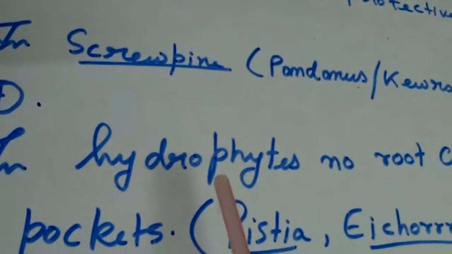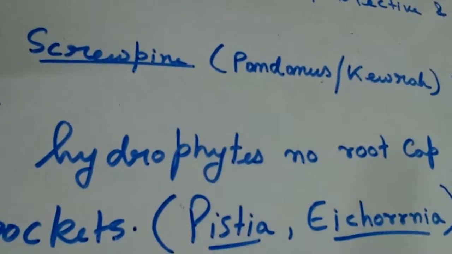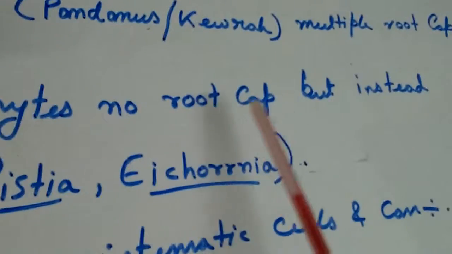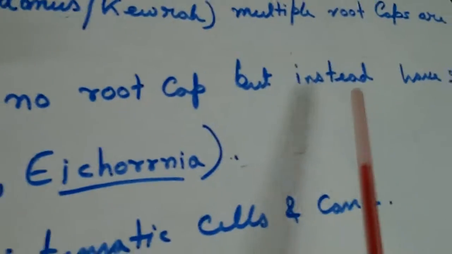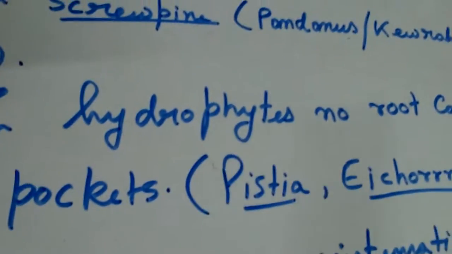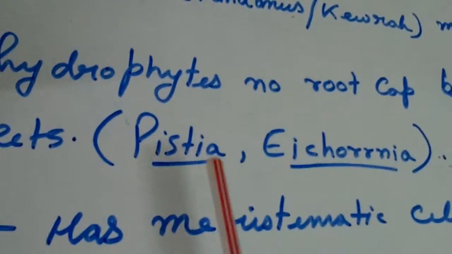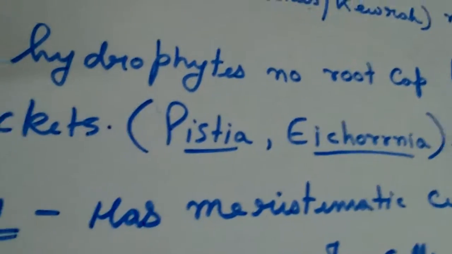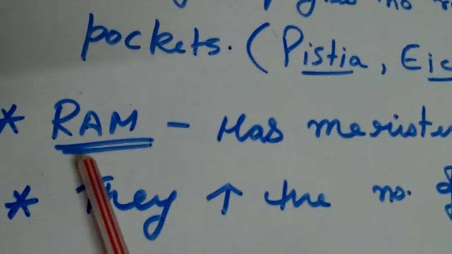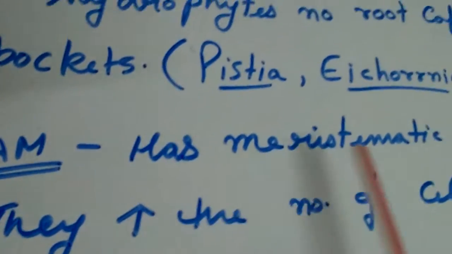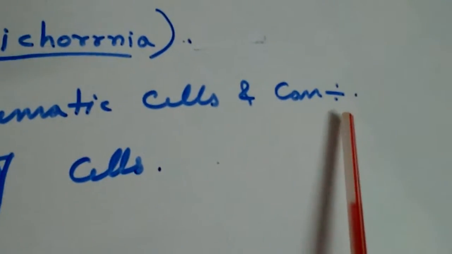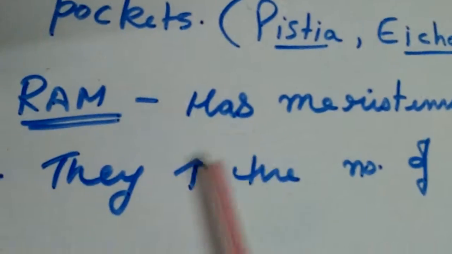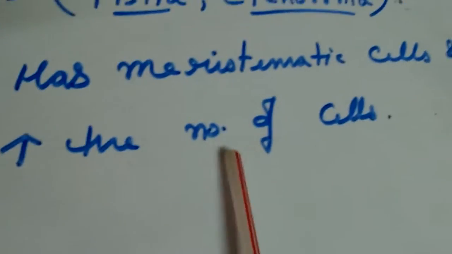In hydrophytes or aquatic plants, no root cap is present, but instead they have root pockets. Some examples of hydrophytes are Pistia, Eichhornia, Lemna, and many more. Root apical meristem has meristematic cells which are capable of division, and due to that they increase the number of cells.